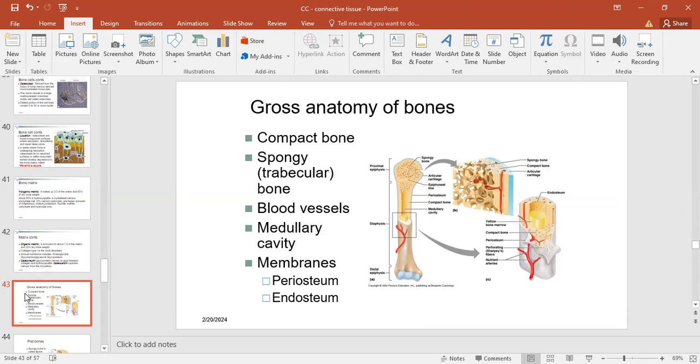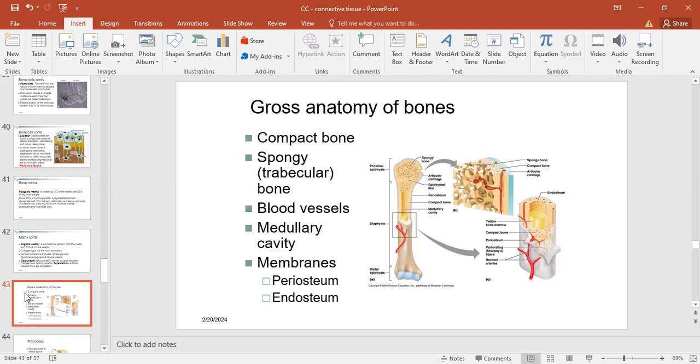Kindly, you are free to ask questions if you have questions as I'm talking. If I'm too fast, you're free to tell me so that I can reduce. I know the time will not be enough, but we'll just make another link and then start afresh, maybe at 20. Okay. So we have the gross anatomy of bones.